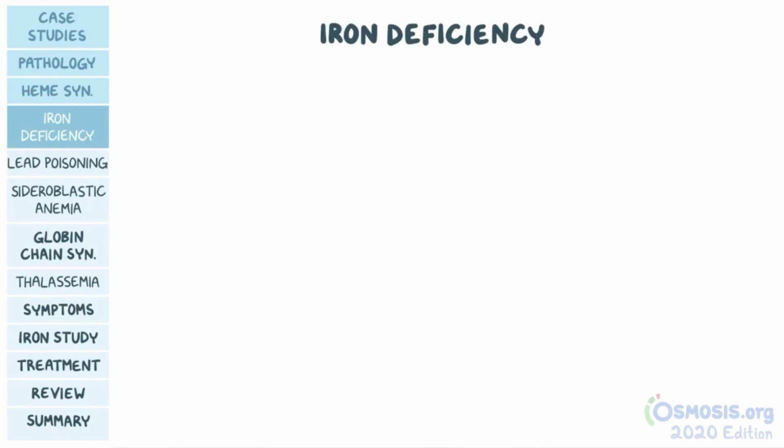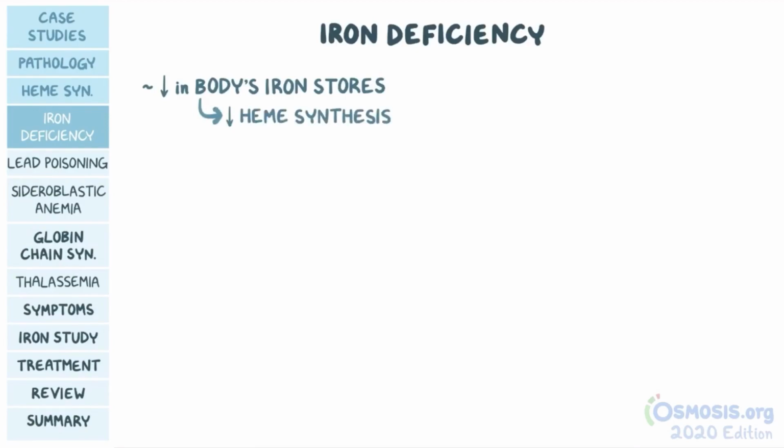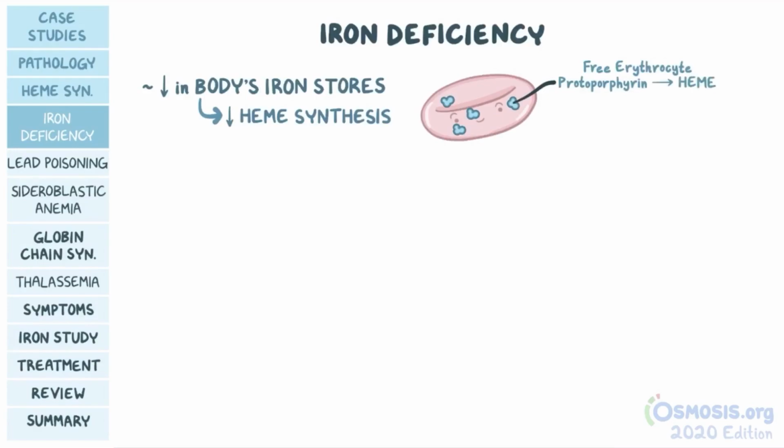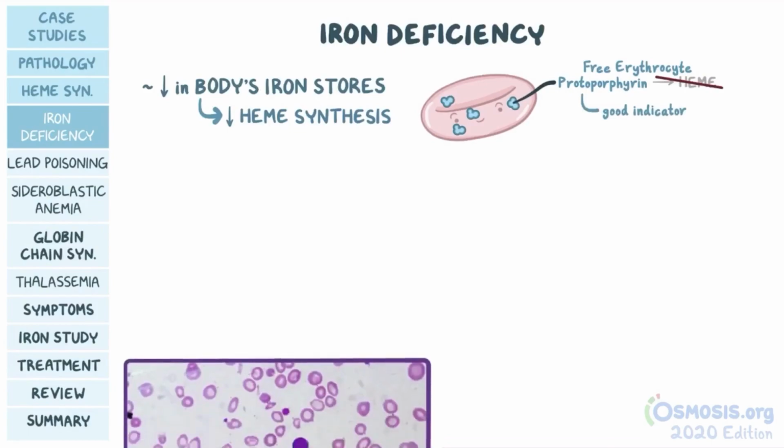So whatever the cause, we end up with a decrease in the body's iron stores, leading to decreased heme synthesis. And since iron plays a significant role in the formation of heme, this leads to impaired hemoglobin production and ultimately anemia. And normally, there's a low level of free erythrocyte protoporphyrin, or FEP, in red blood cells since this is a precursor to heme. So when there's a defect in heme synthesis, these precursors build up, and it's a good indicator for iron deficiency.